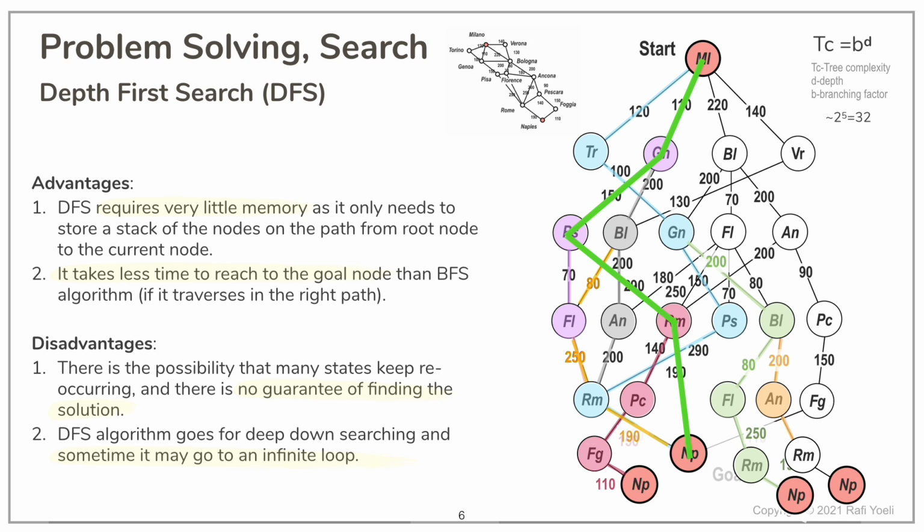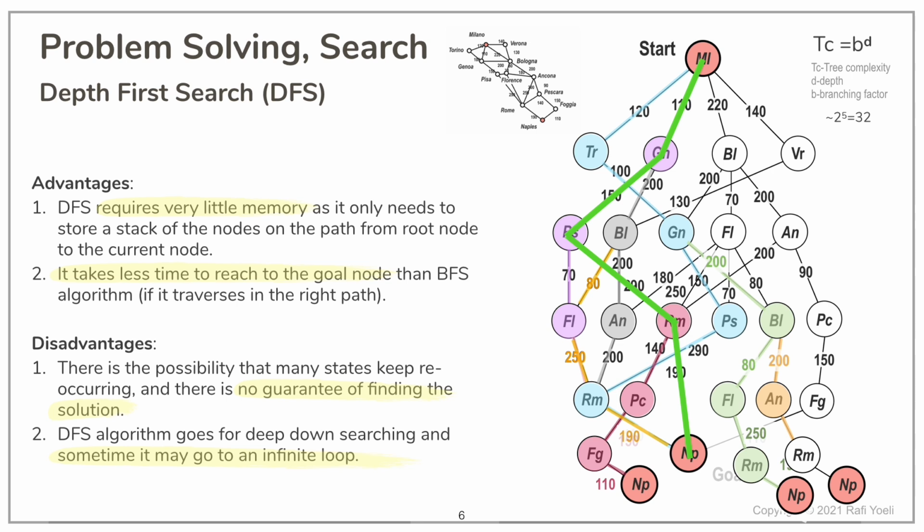So what are the advantages of depth-first search? First, DFS requires very little memory. It only needs to store the nodes on the current path. Also, it can reach a first solution quite fast even if the solution is located deep in the tree.